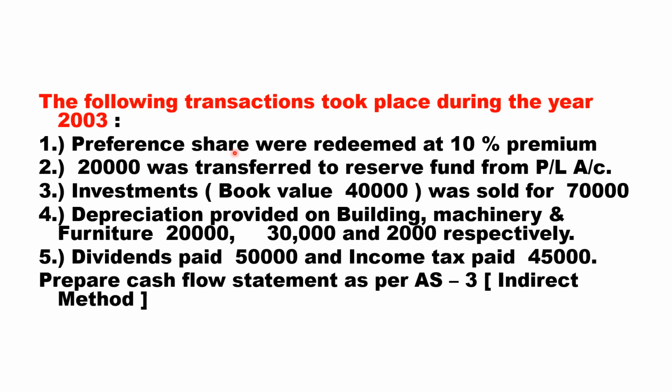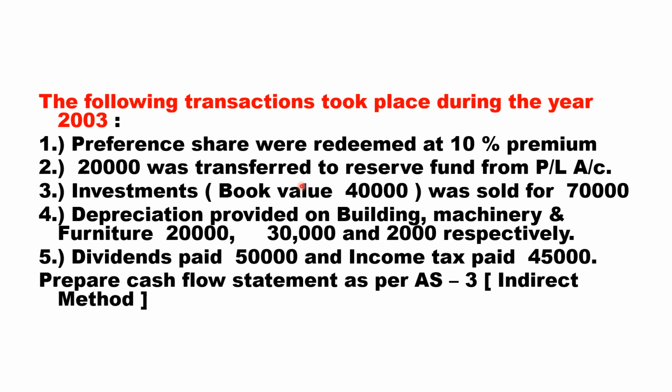Next, 20,000 was transferred to reserve fund from PL account. That means 20,000 premium you are supposed to pay. That 20,000 premium is being transferred to reserve fund from PL. Okay, students. So investment book value 40,000 was sold at 70,000, which indicates that there is a profit of rupees 30,000. So profit on sale of investment is 30,000.